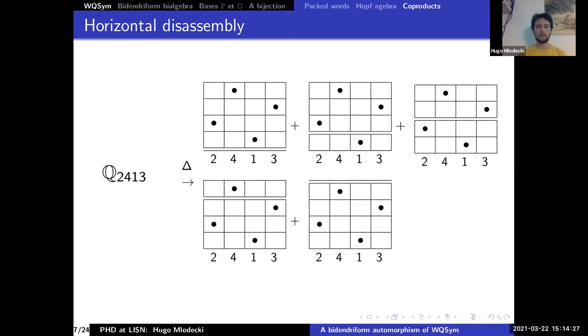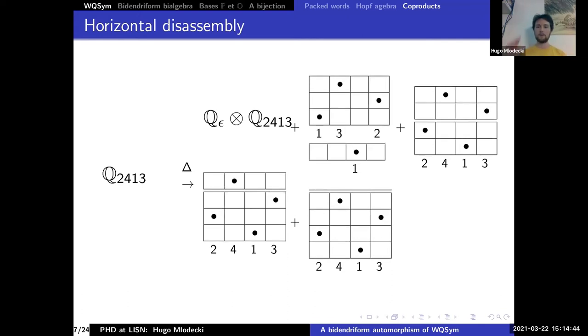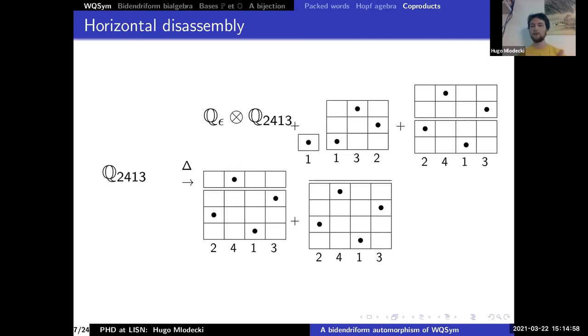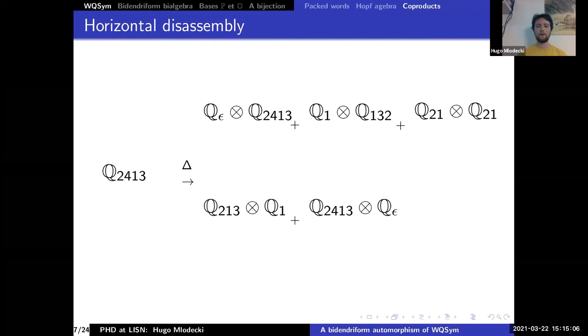Here in the dual basis, we get that this coproduct is equal to, so the first element is the empty word and the word itself. Here we will not remove empty lines, but we will remove empty columns. So we just separate the two elements and then remove empty columns. The word which is under will go to the left, and the word above will go to the right, and so on. So after that, we get 2-1 and 2-1, and then 2-1, 3-1, and so on.